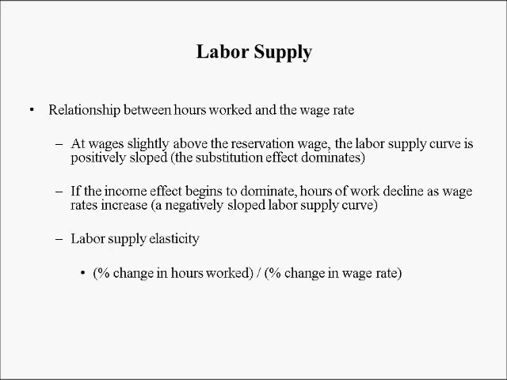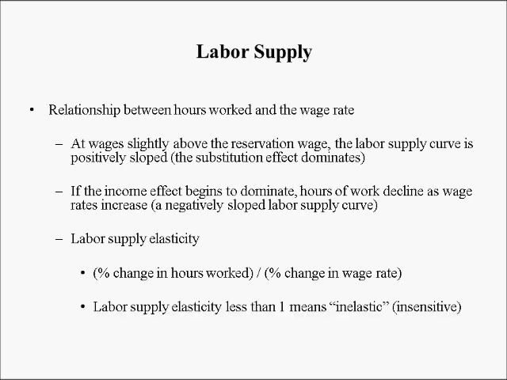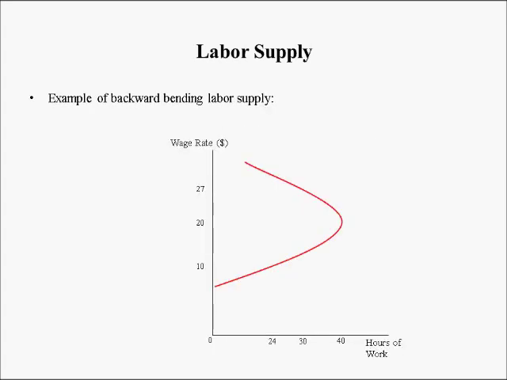Labor supply elasticity is equal to the percent change in hours worked over the percent change in the wage rate. Labor elasticity less than 1 means inelastic, or you're insensitive to a change in wages. Labor elasticity greater than 1 means labor supply is elastic, or you're very sensitive to a change in wages. Here's an example of a backward bending labor supply curve.